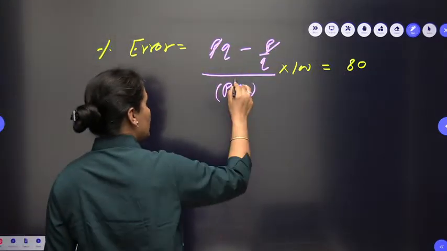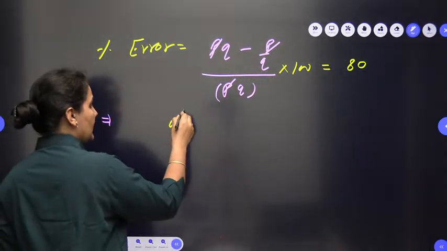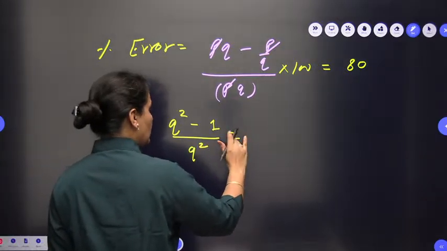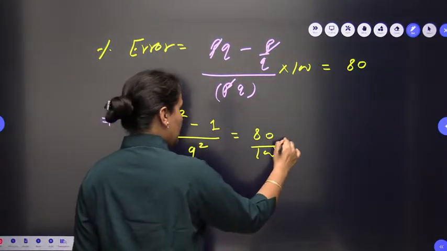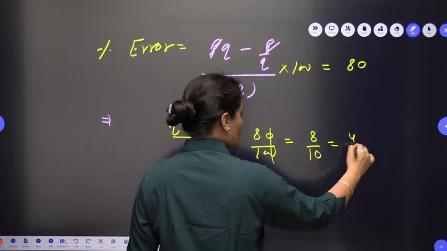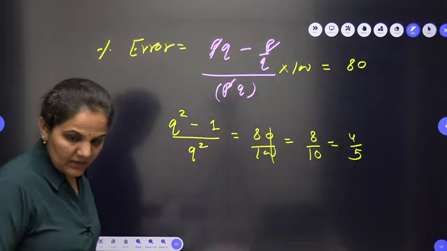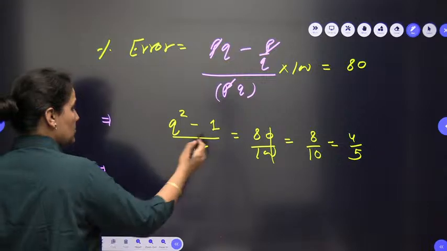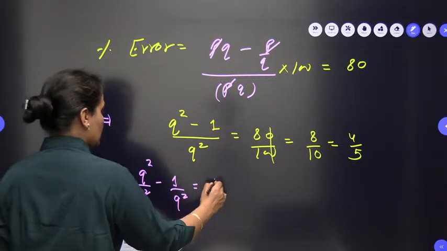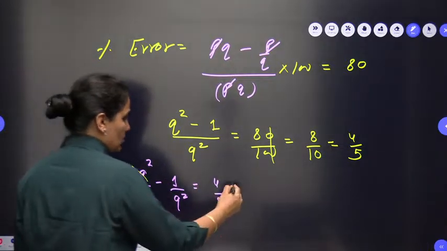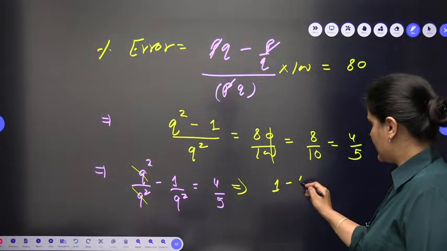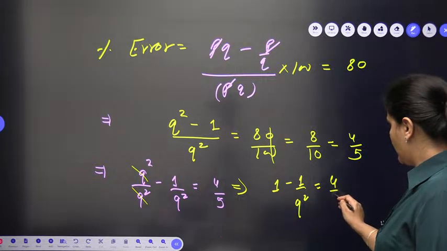Very easily we can cancel out P. When I go for the LCM, Q square minus 1 by Q square is equal to 80 by 100. The 0 will be gone, so 8 by 10, that is 4 by 5. So Q square minus 1 by Q square is equal to 4 by 5. So it will be 1 minus 1 by Q square is equal to 4 by 5.